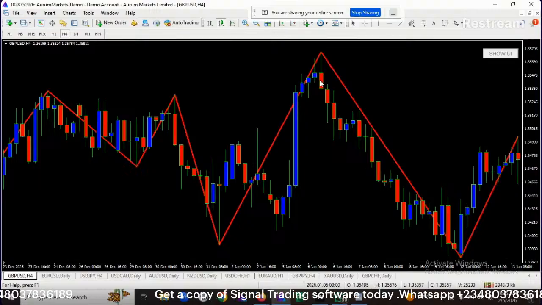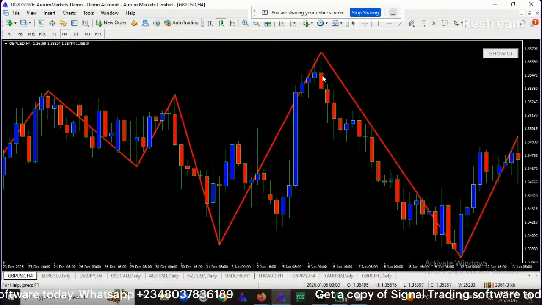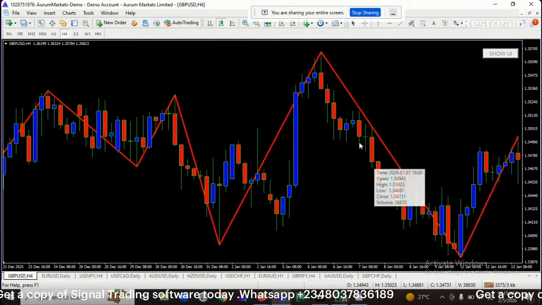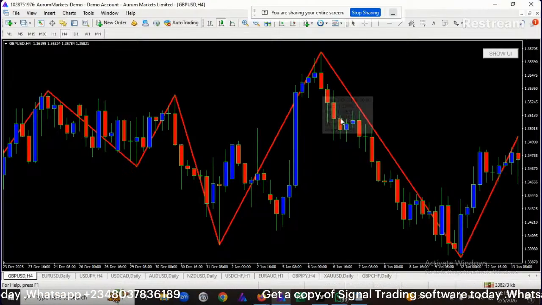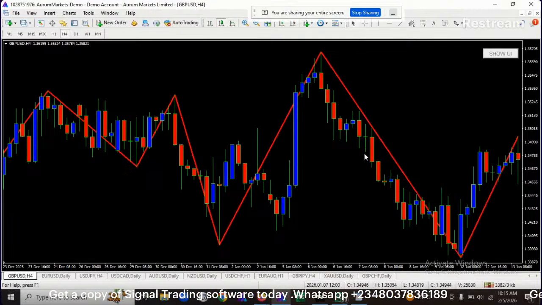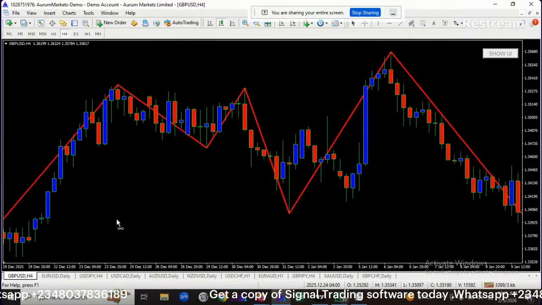This is a shooting star. After the formation of this shooting star, sell. You see the profit you would have made on this trade. Can you see? After the formation of the shooting star, you do what? Sell. A shooting star candle forms in an upward trend. Okay, so let's look for more examples.